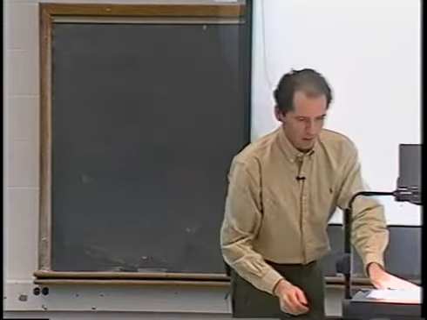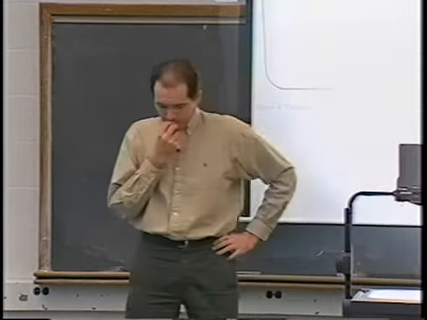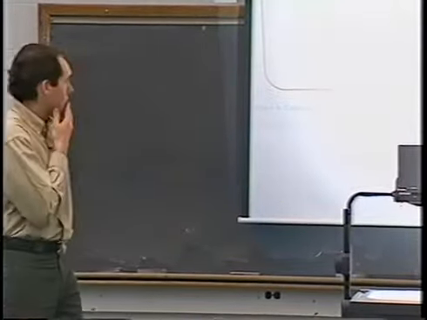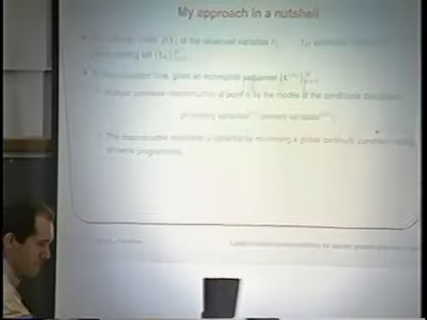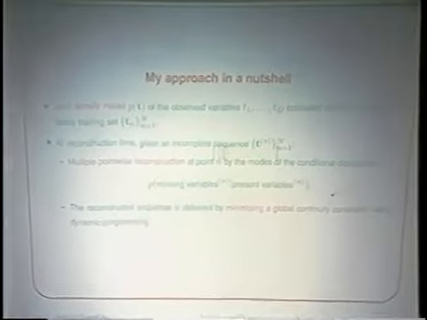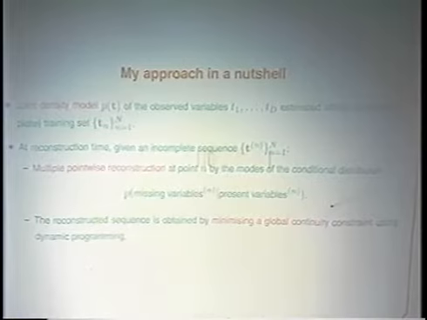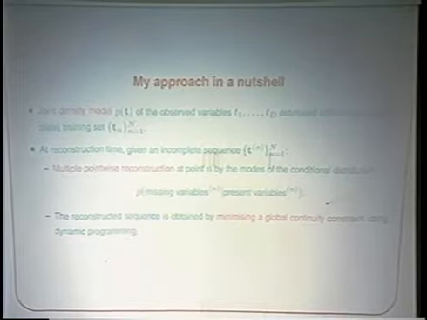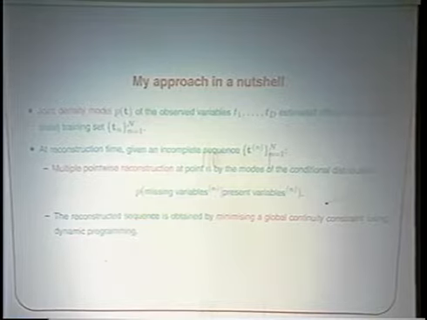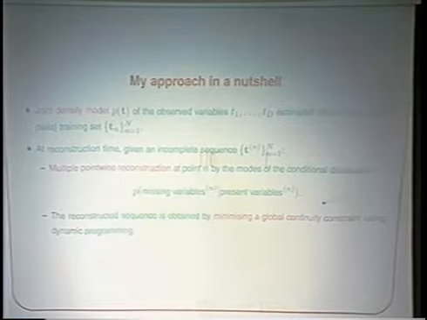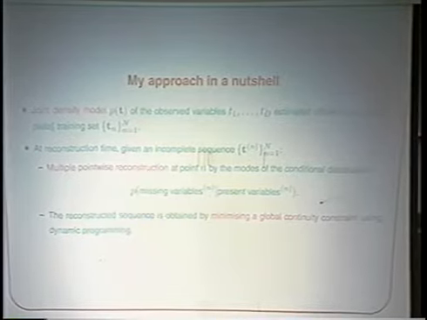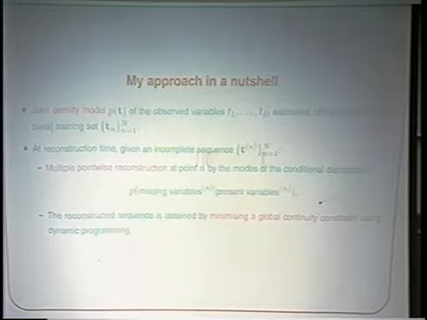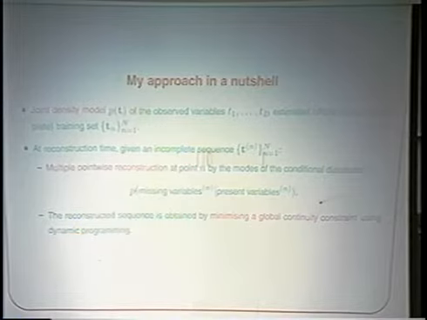A summary of my approach, then. What I do is, from my observed data that includes what variables are going to be missing and present, for example, acoustics and articulatory positions, I get a sample from that data and I train a joint probabilistic model of that. So a joint probabilistic model of acoustics and articulators. And I train that offline. So I need articulatory data for that bit.